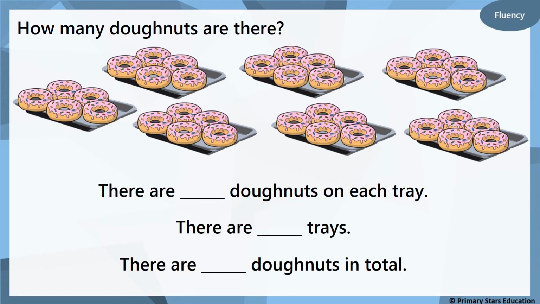Okay, let's try another one. So the donuts have been grouped into 5s on each tray. There are 1, 2, 3, 4, 5, 6, 7 trays. Can you have a go at counting up in 5s to tell me how many donuts there are all together?